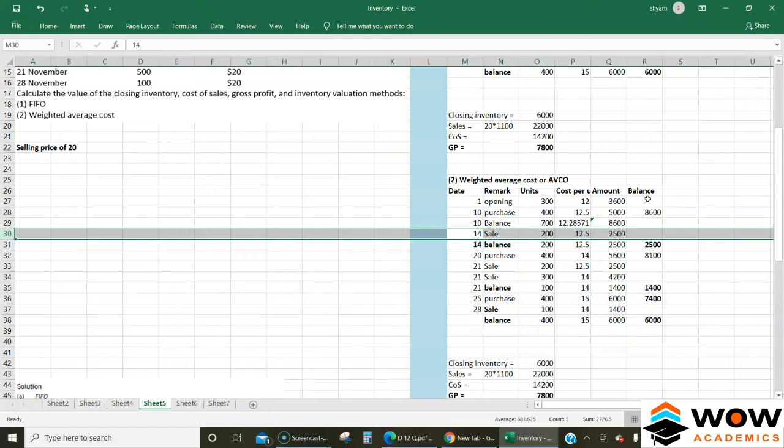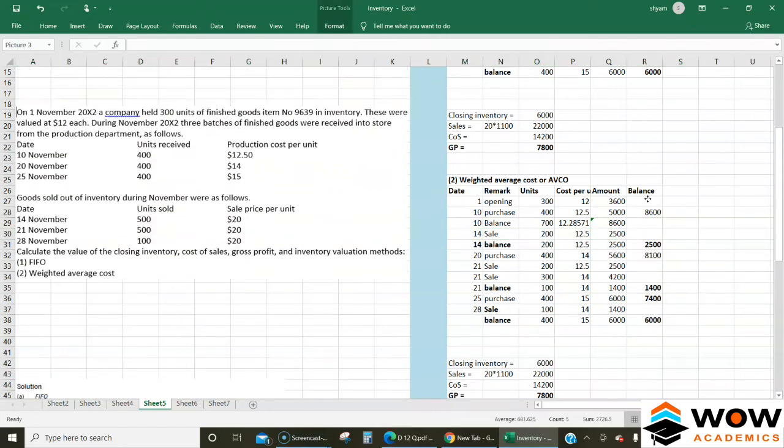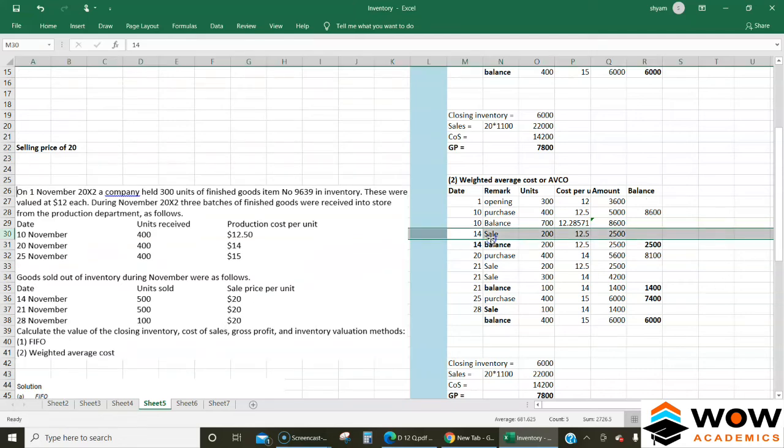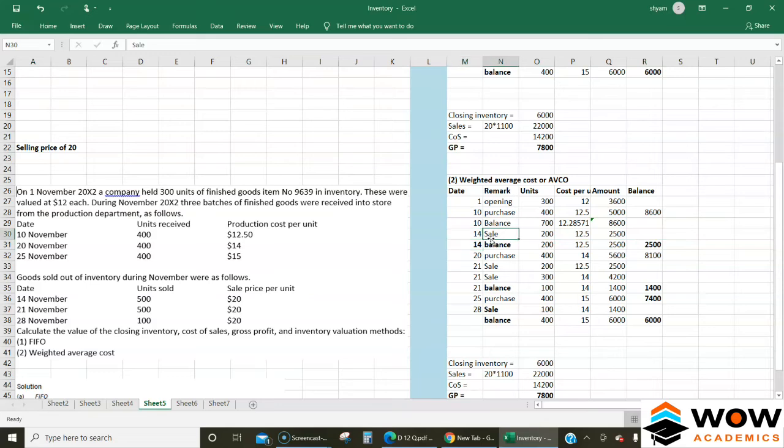So we'll take the problem here. So on 14th, how much sale do we have? On 14th, we have 500 units being sold. So 500 units could be worked out at 12.28. So 6140 is gone. Okay. So balance, how much we have?